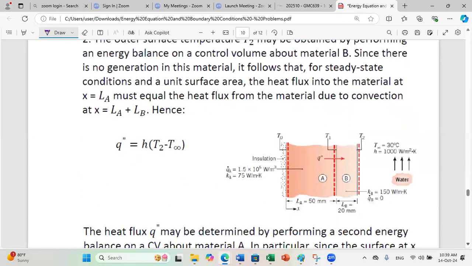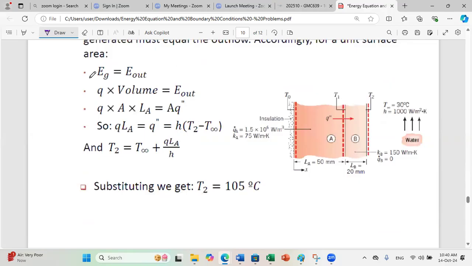Okay, and now as we said, to solve, we first do the energy balance here, okay? And you can do the energy balance if you want from the beginning for the two walls. And if you take the whole system, okay? You can also say that generation in this material, which is just restricted to material A, is equal to the convection flux. So you can start by putting this condition in order to get the value of T2, okay? So you have generation equal to E out. So Q dot times A times L A equal to A Q second. Then you can solve for T2.